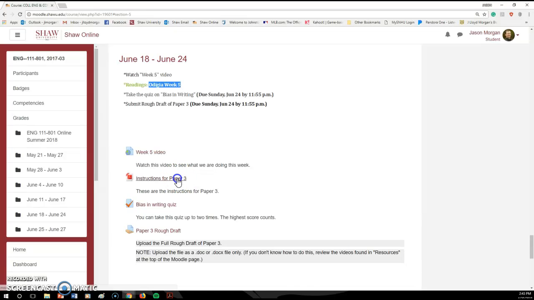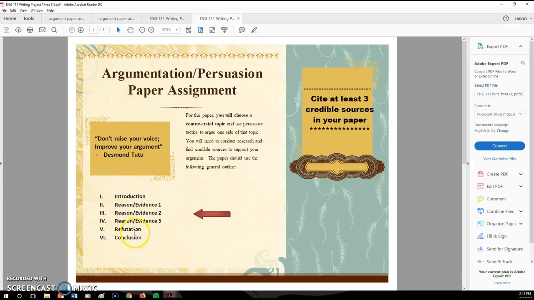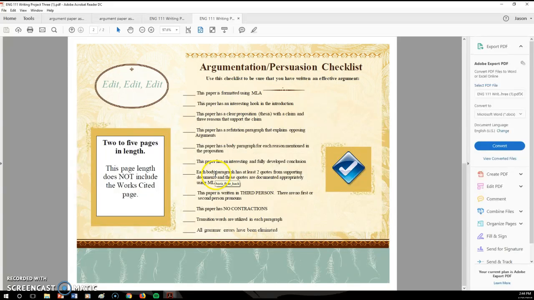The instructions are very similar. The major difference is the refutation section, which is down here, lower on. Honestly, as your instructor, I don't particularly care where you put the refutation, as long as you do. But again, 3 sources, 2 to 5 pages in length.